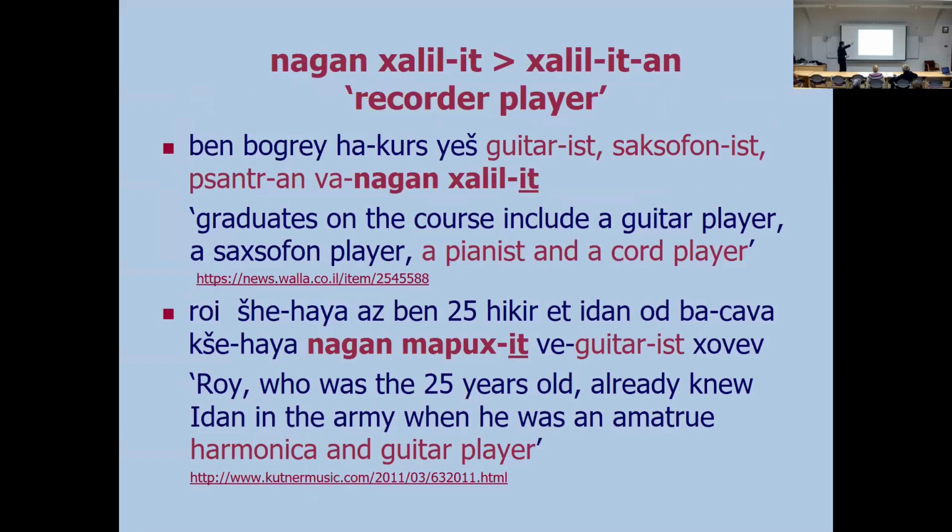So you can see in this context, we have guitarist, no problem. Saxophonist, again, no problem. Psantran, and you can see we have different affixes, but that's not the issue. But for Khalilit, we don't have Khalilitan or Khalilitist because it already has a suffix inside of it. So you only have the periphrastic construction, nagan Khalilit. And we have other examples.